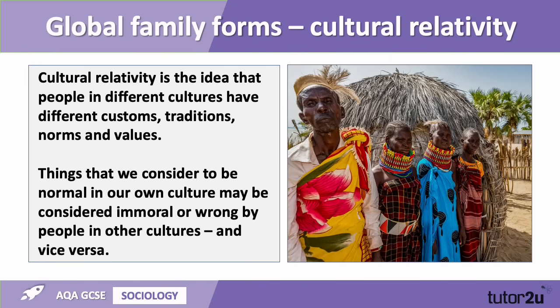Let's think about what's going on with families in other countries. Cultural relativity is the idea that people in different cultures have different customs, traditions, norms and values. So things that we consider to be normal in our own culture may be considered immoral or wrong by people in other cultures and vice versa. This is reflected in some of the family forms found across the globe. So let's have a look at some of them in a bit more detail.